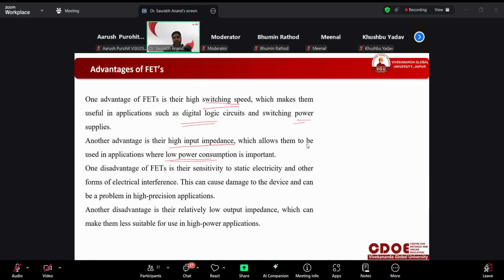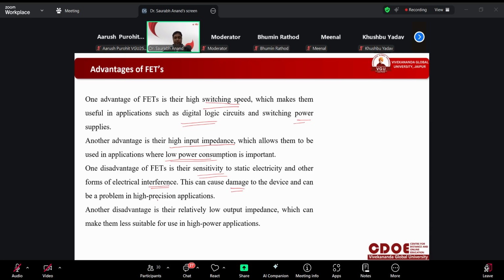But also disadvantage, that is sensitivity to static electricity and other form of electrical interference. So it is more sensible, right? It is more sensible in case of static electricity. So we should not use that type of appliance or component which is very much sensible, right? And this can cause damage also. If some fluctuation is there, there will be damage. Okay, so it is also the problem.